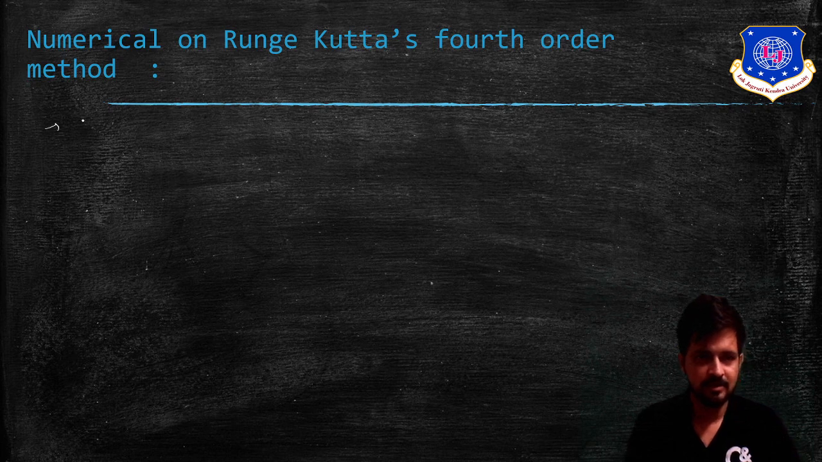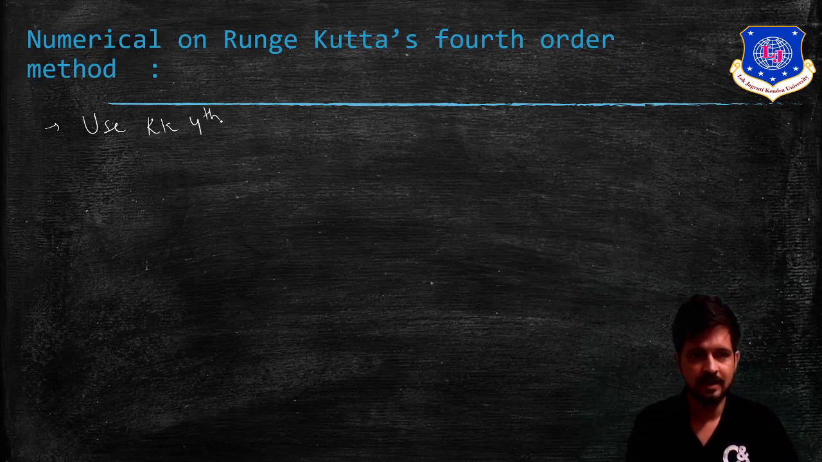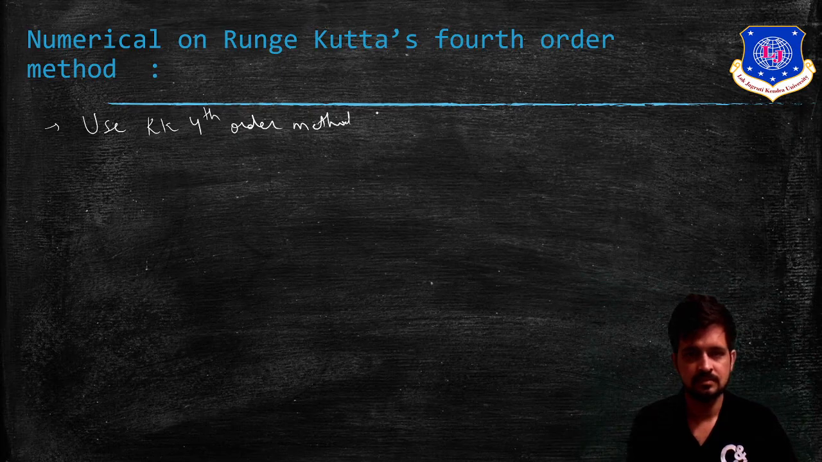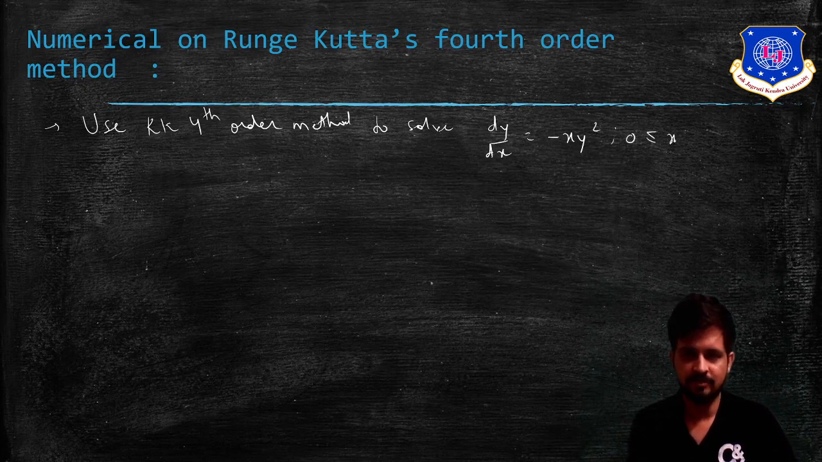Let me write the numerical. Use RK fourth order method to solve dy by dx is equal to minus xy square, where the range of x is 0 to 0.5, and y of 0 is equal to 2 is given. Use h is equal to 0.25 and find the solution.